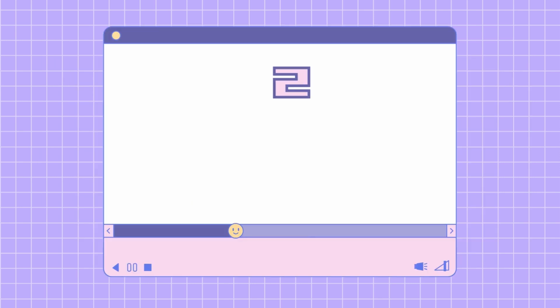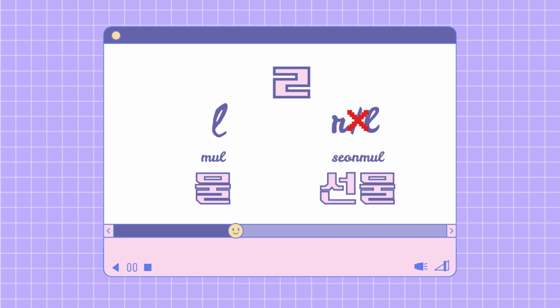Our next Batchim is rieul. If you remember from the consonant rules, rieul has two types of sounds depending on the word it appears in. But as a Batchim, it only produces one sound, L. Not R, but L sound. For example, you will read these words as 물, 물, and 선물, 선물. See how it's producing the L sound and not the R sound?